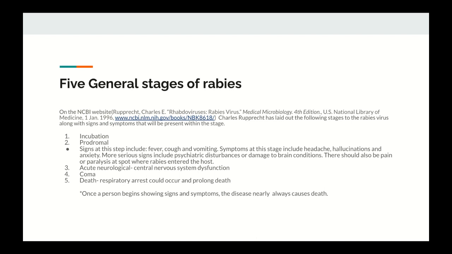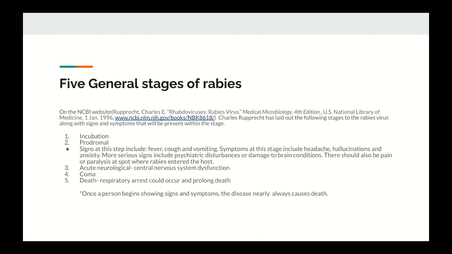Up next, you have the prodromal period. This is when clinical symptoms start to arise. Some general symptoms include sore throat, headache, and anxiety. Some respiratory signs include cough and dyspnea. Some gastrointestinal symptoms include nausea, vomiting, and abdominal pain. More remarkable signs include insomnia, nightmares, psychiatric disturbances, or decreased brain function. Also, pain or paralysis at the site of contact would suggest consideration of rabies virus.